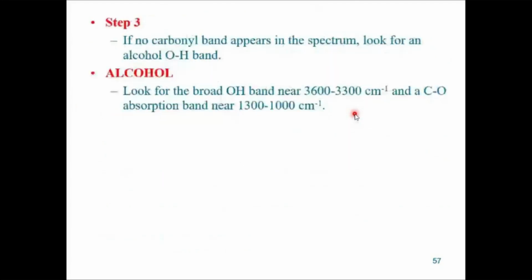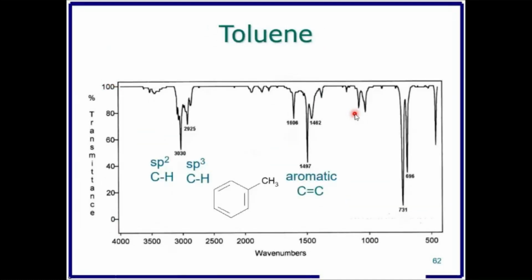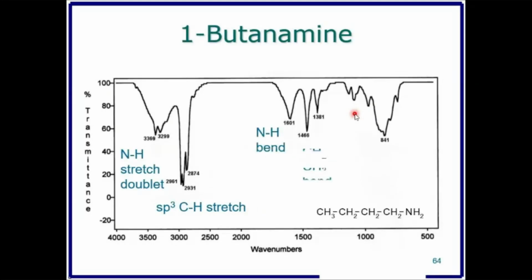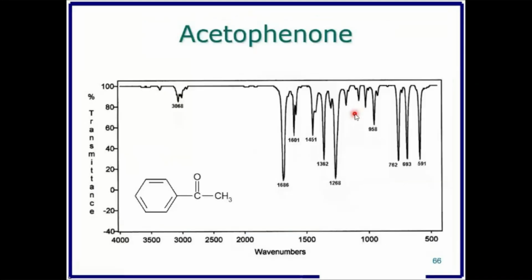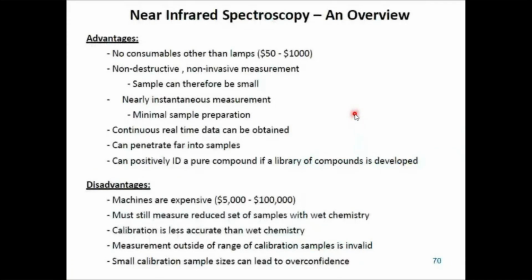With this, we are done with IR spectroscopy. These PPTs I am going to upload on your Google Classroom. These are various examples, you can study them. Okay, near IR spectra, these are the advantages and disadvantages. It is very much similar in concept to normal IR spectroscopy.